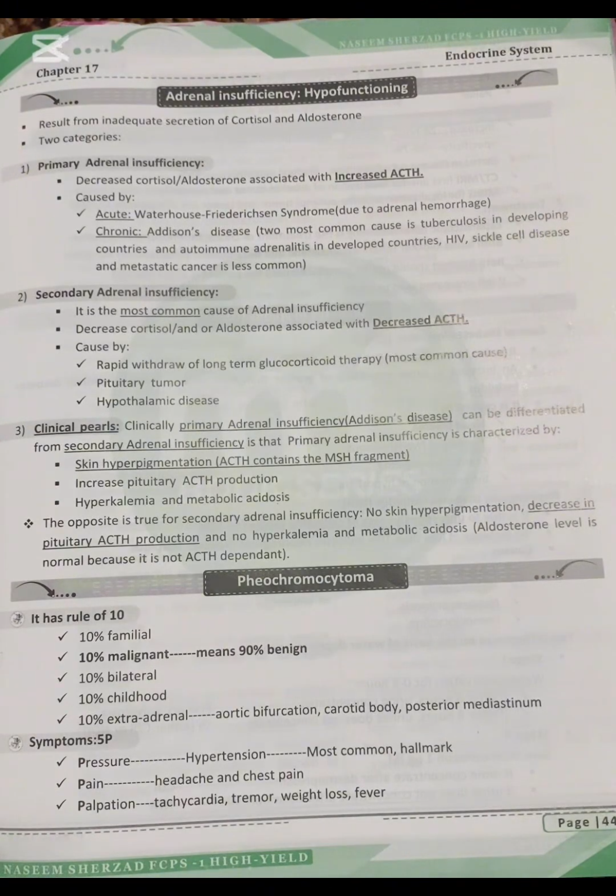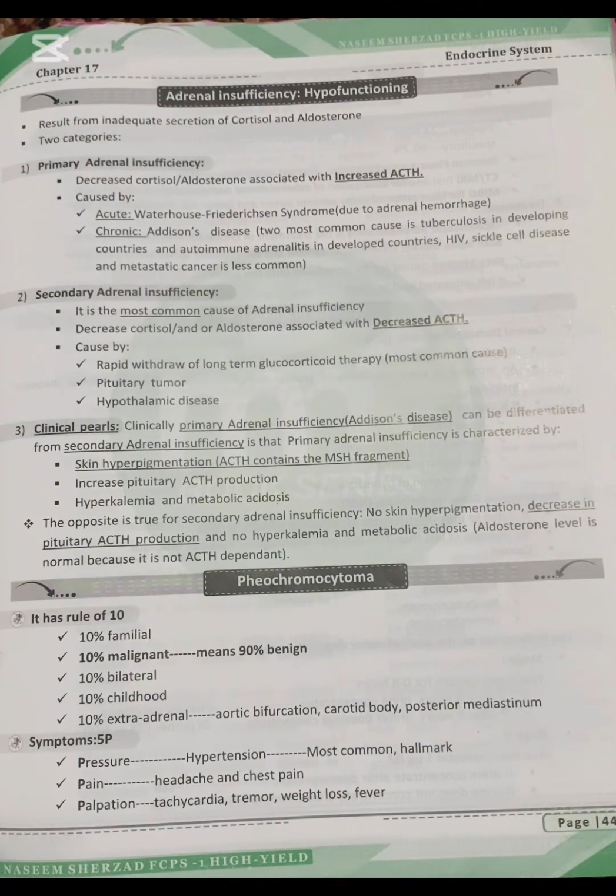Secondary adrenal insufficiency is the most common cause of adrenal insufficiency. So one thing is clear, among primary and secondary, the secondary is the commonest one. There will be decreased cortisol and testosterone associated with decreased ACTH level. And this can be caused by the rapid withdrawal of long-term glucocorticoid therapy. This is the commonest cause. And maybe pituitary tumor, hypothalamic disease.